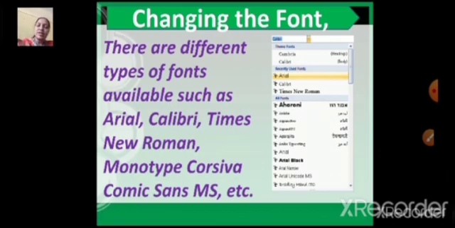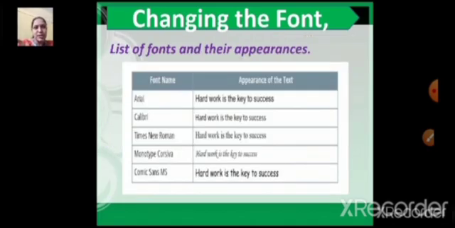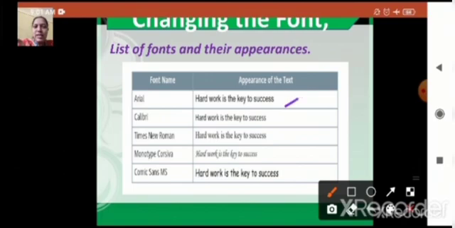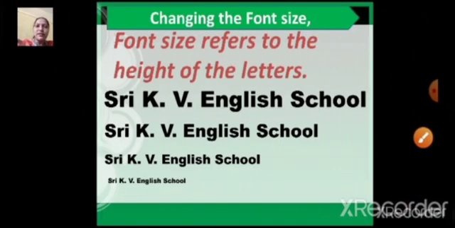You can type the text and change the font, or before itself you can select the font and start typing the text. Here you have a list of fonts and their appearances, how it will look when you choose those fonts. When you choose Arial, you can see how the letters appear. When you choose Calibri, here you have the example. Times New Roman, Monotype Corsiva, Comic Sans MS. In all these font styles you can observe the shape and the look of the text is different. You can apply the font styles to your text to make your document professional and attractive.